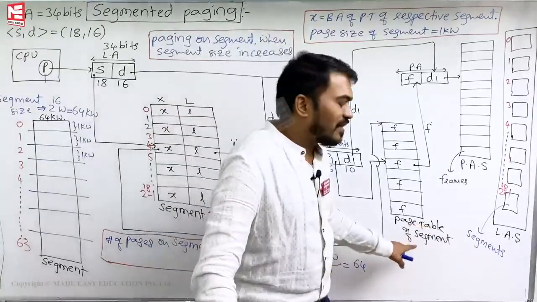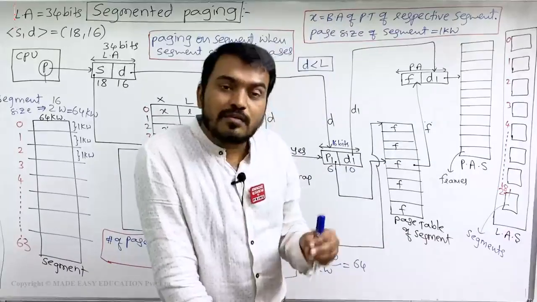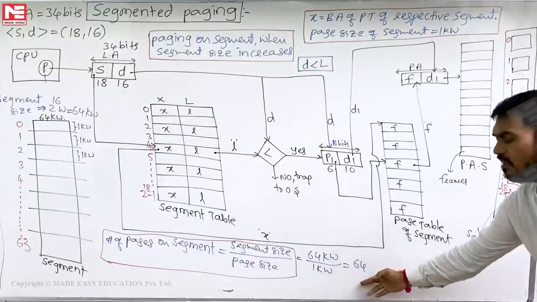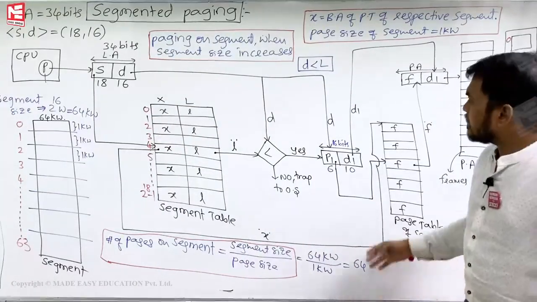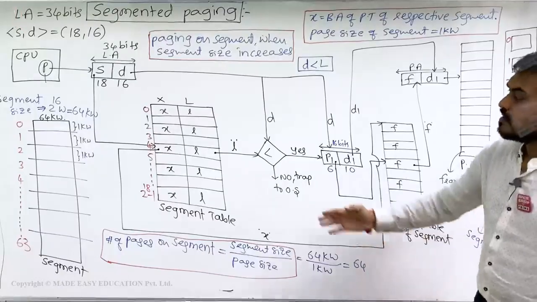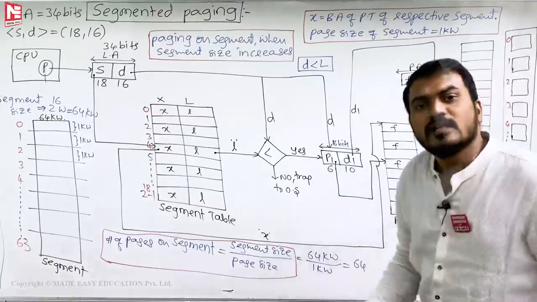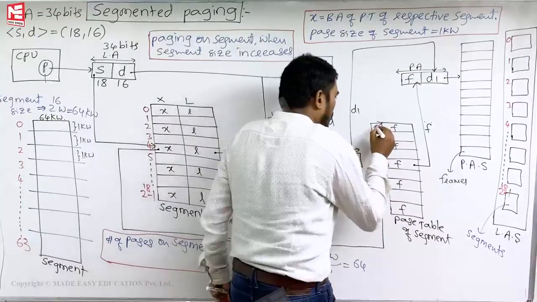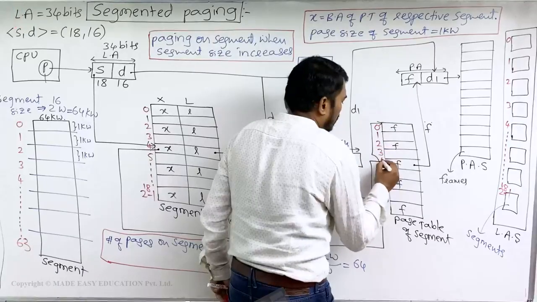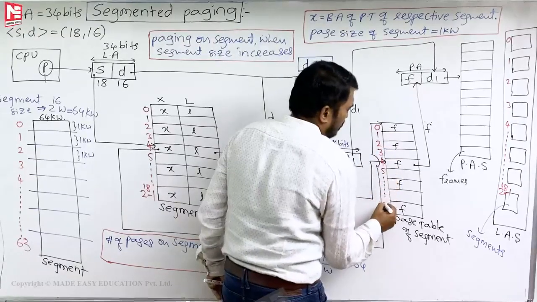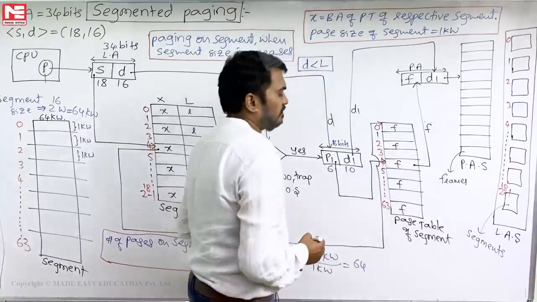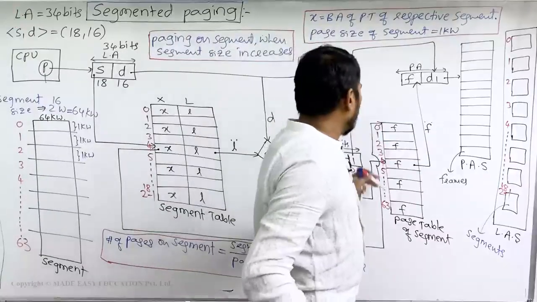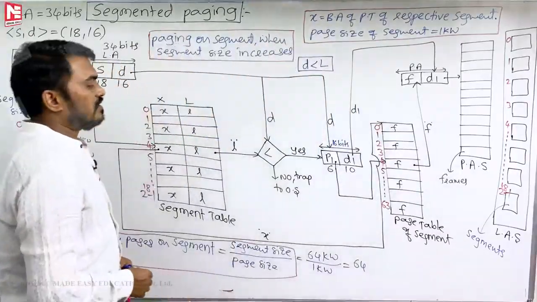So, page table of segment. It means a page table to represent pages of segment. Now tell me, how many pages are there on the segment? 64 pages. So how many entries will be there here? 64 pages are there. How many entries will be there in the page table? 64. Very good. Copy this: 0, 1, 2, 3, 4, 5, 0 to 63. So 0 to 63 total, 64 entries will be there here.